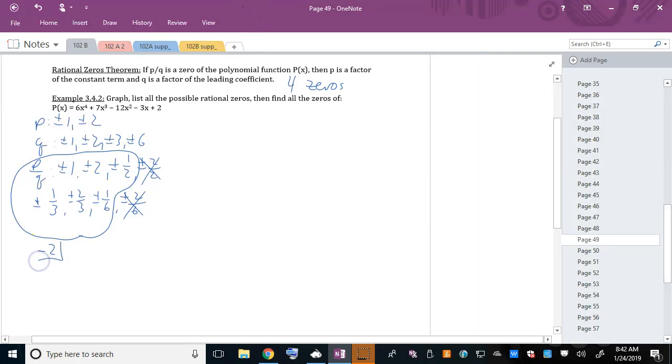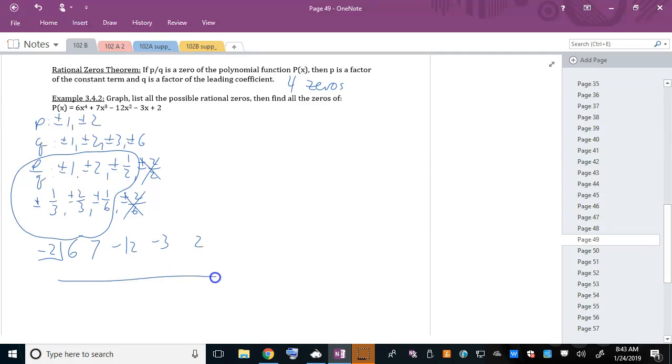So -2, and let's plug it in and see what we get. 6 times -2 is -12, plus 7 is -5, times -2 is 10, plus -12 is -2, times -2 is 4, plus -3 is 1, times -2 is -2, and there is the remainder of 0 I was expecting to get.